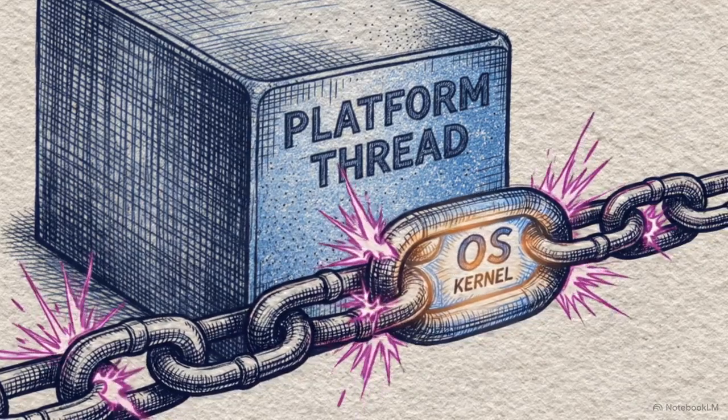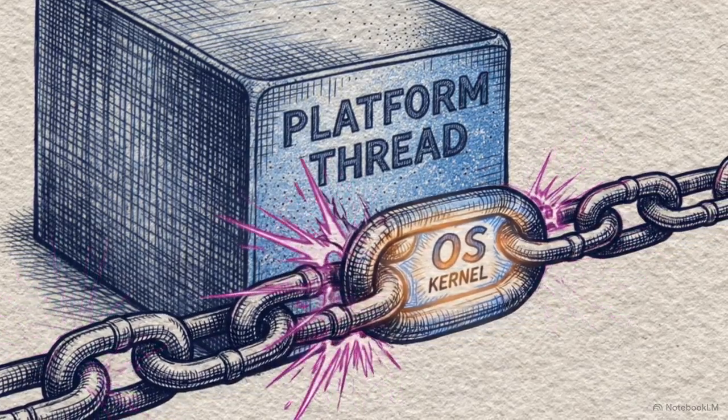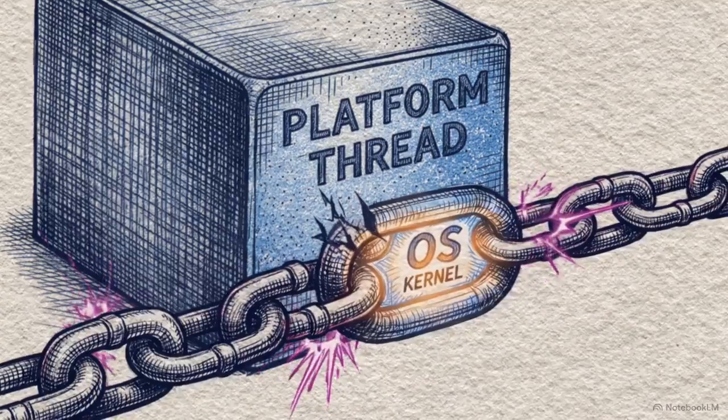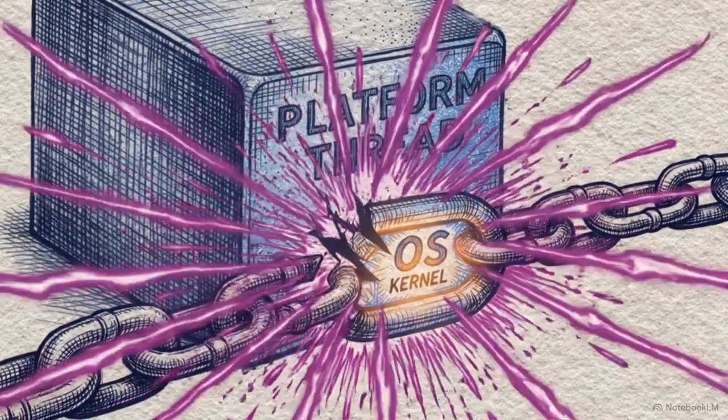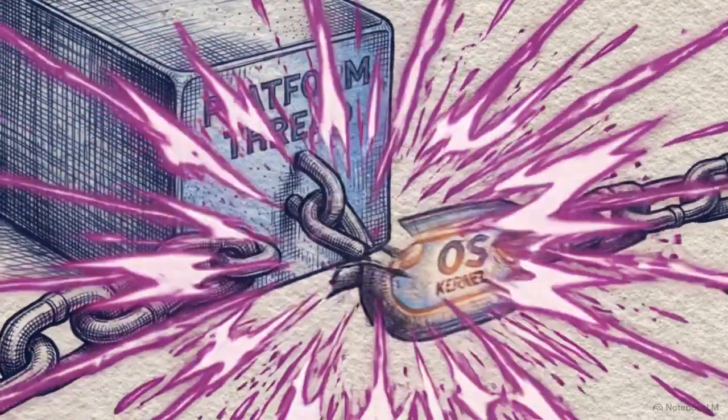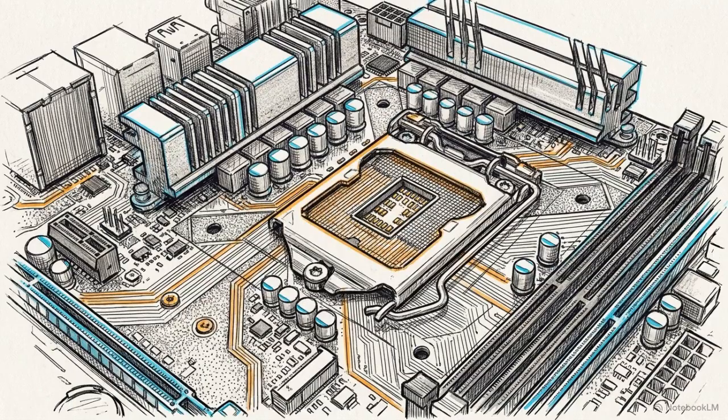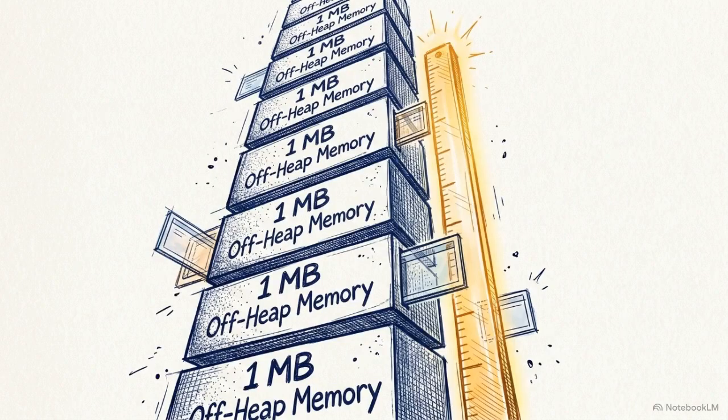For decades, Java concurrency operated under a strict hardware constraint. Every thread required a rigid one-to-one mapping to an operating system kernel thread. That design enforces a massive physical penalty. Because the operating system manages these threads, the JVM must pre-allocate a fixed chunk of off-heap stack memory, typically a full megabyte, simply to track method execution frames for every single thread.